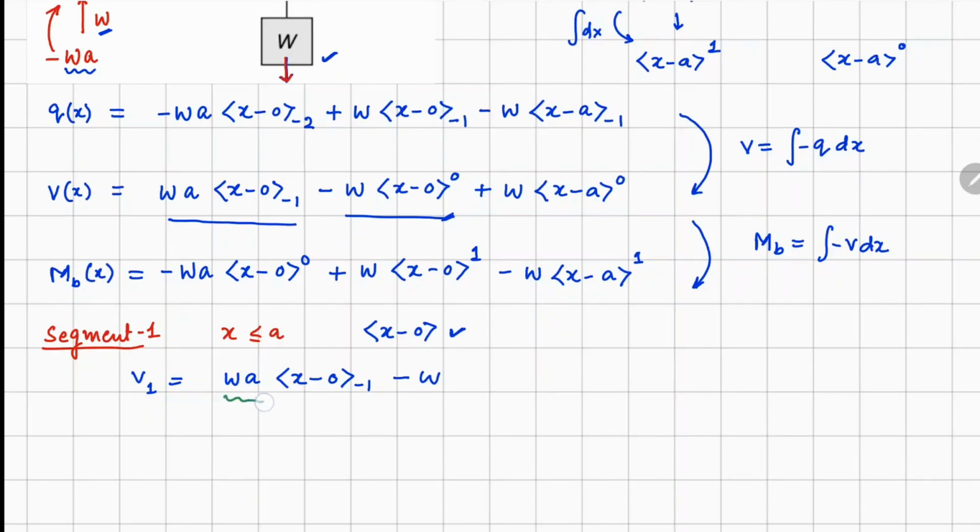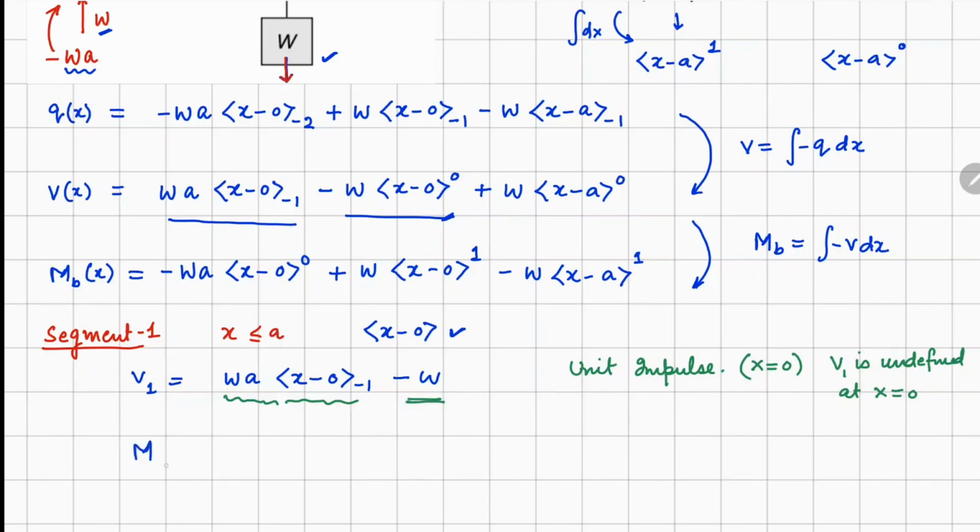Now there is a problem here, that if you look at this function, this is your unit impulse function, and this will give you an infinite value at x equals 0. So what does this mean? This means that your V1 is undefined at x equals 0. Everywhere else the value is going to be minus W for this.